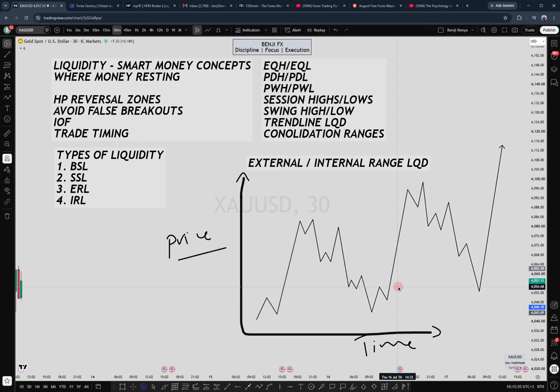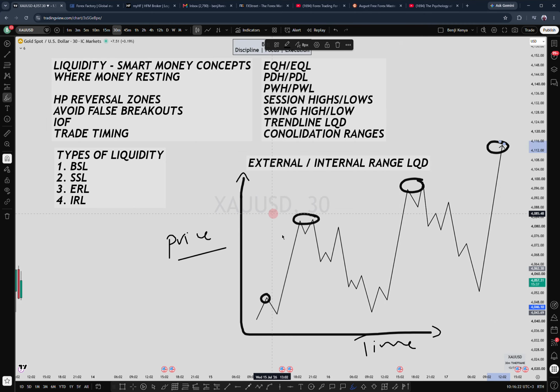I will start with the first one, external. External range liquidity is liquidity that is actually resting outside the current trading range. Outside, so where we usually have it is definitely from these levels, the exterior area. It can be all lows or all highs. So this is where we have our external range liquidity.